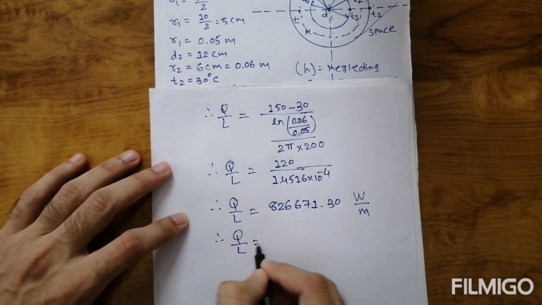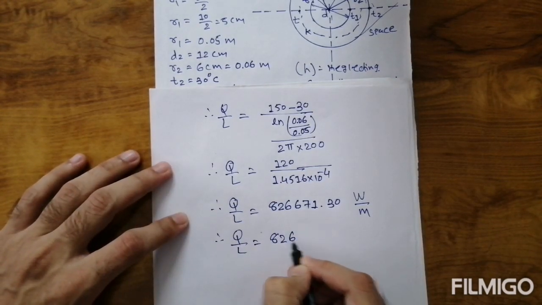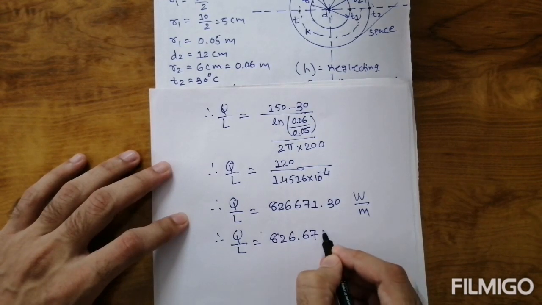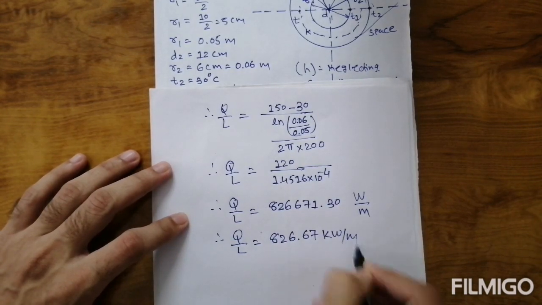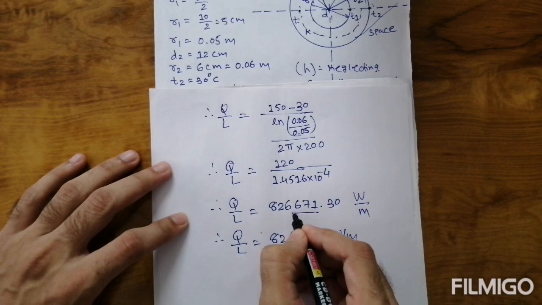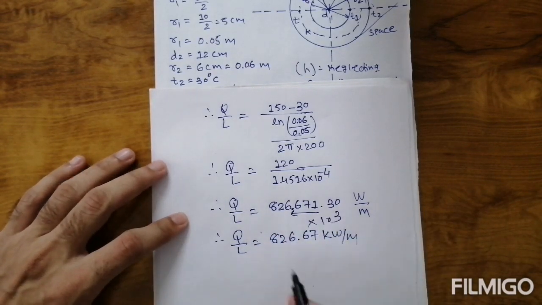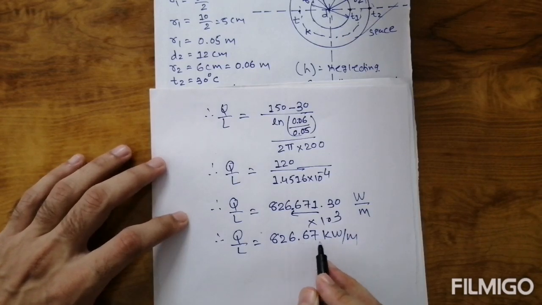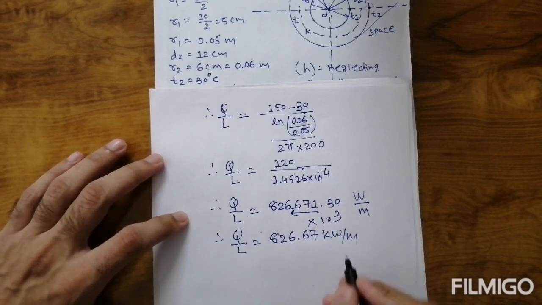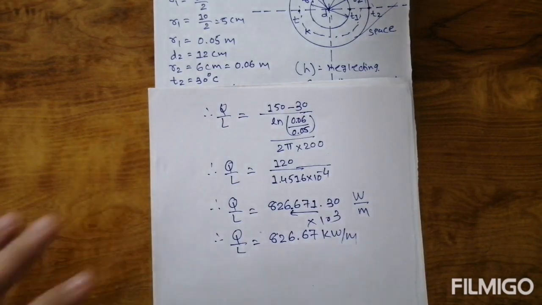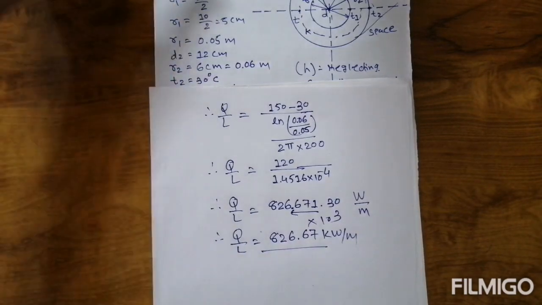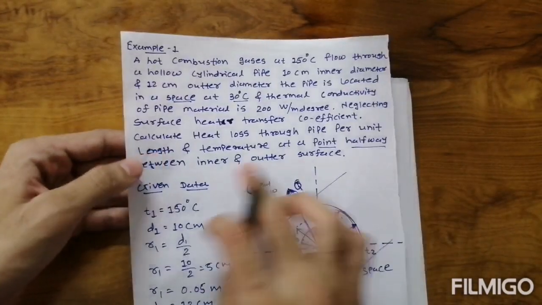Q by L is equal to 826.67 kilowatt per meter. What will be kilowatt? We just consider that the decimal point moves, that is into 10 raised to 3. So it will be 826.67, and 10 raised to 3 means kilo. So kilowatt per meter. That is our answer for the rate of heat transfer per unit length.